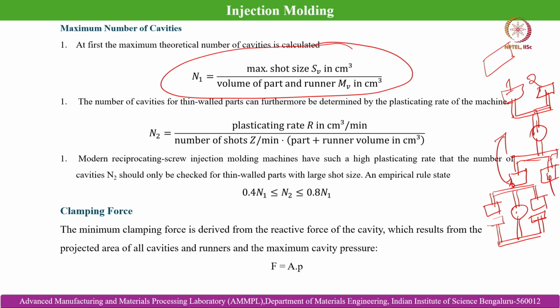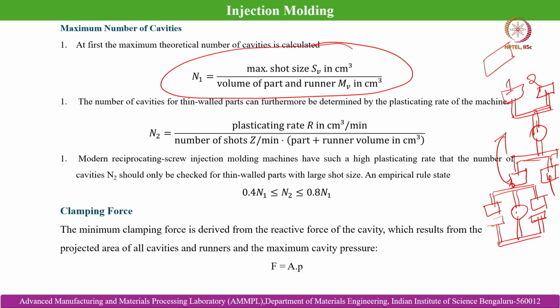So, if we can get the runner and the cavity volume for an individual component cavity, and we divide by the maximum shot size the machine can inject, we can calculate how many cavities, how many components we can manufacture from one injection shot.